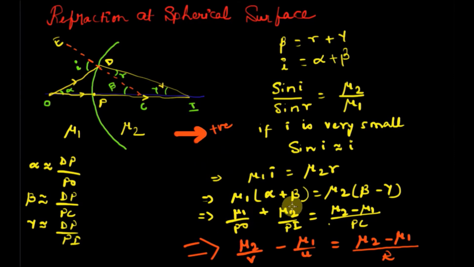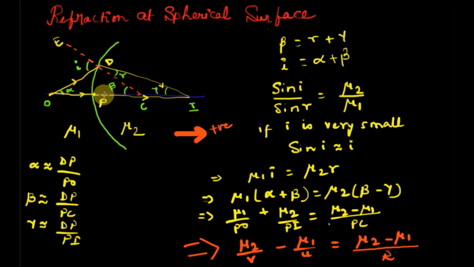Now alpha, beta and gamma are very small. So in this particular case, for very small alpha, we can write alpha as dP by PO. If you have doubt in this, then I would request you to watch my first video titled Mathematics and Physics. There I have explained how to write values of very small angles. Similarly, beta will be dP by PC, and gamma will be dP by PI. So let's put these values over here, and now we have to apply our sign convention.